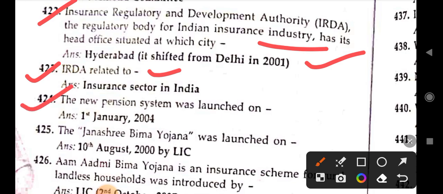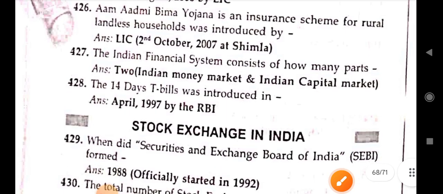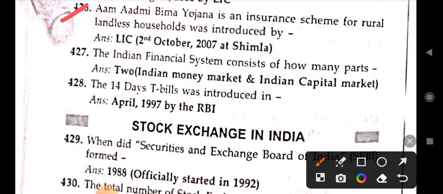The New Pension System was launched on 1st January 2004. The Janashree Bima Yojana was launched on 10th August 2000 by LIC. Next, Aam Aadmi Bima Yojana is an insurance scheme for rural landless households, introduced by LIC on 2nd October 2007 at Shimla.